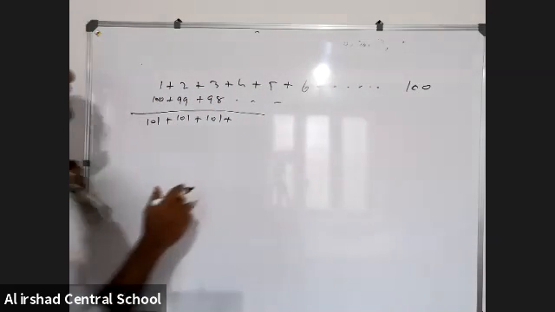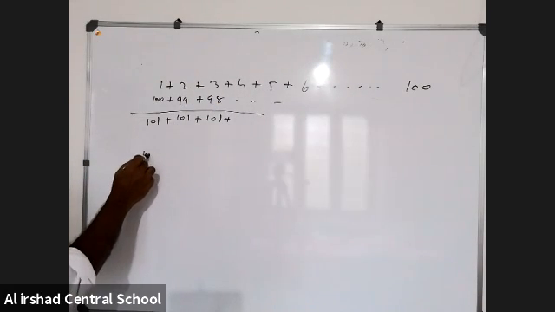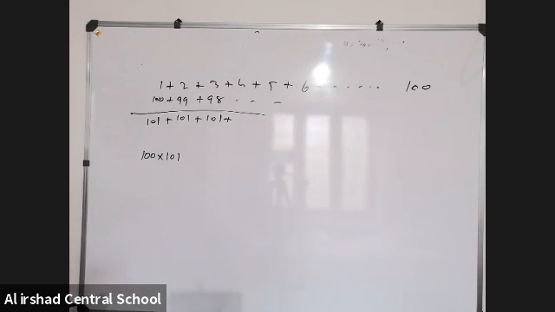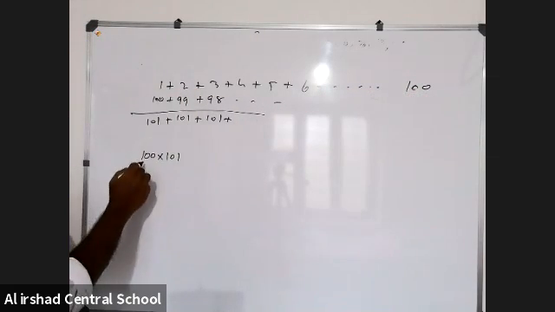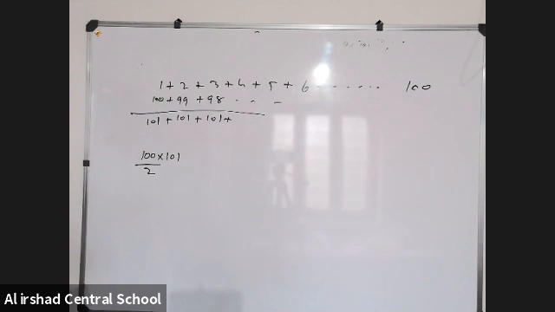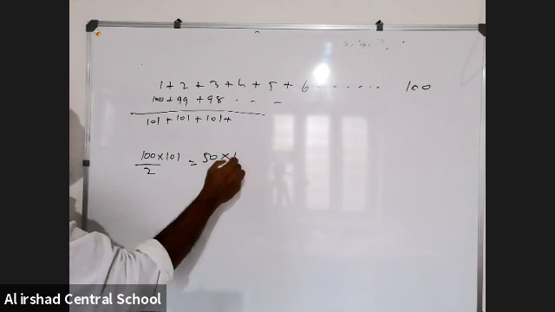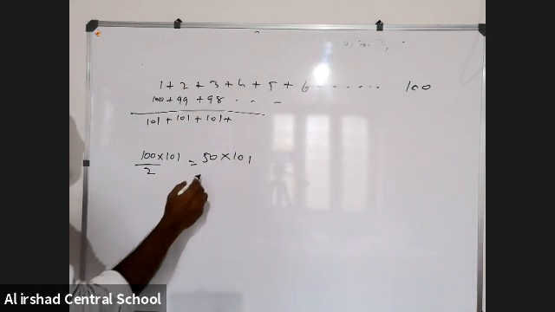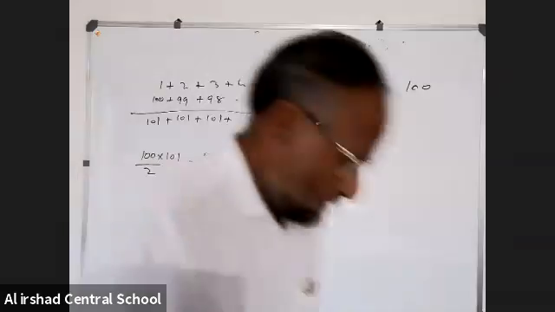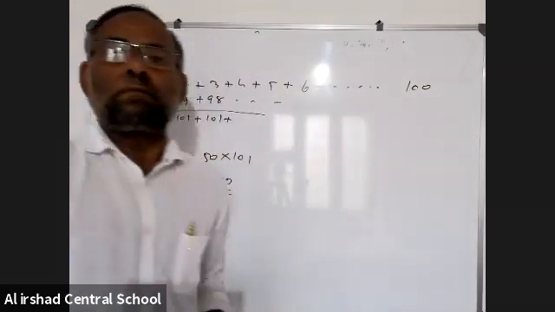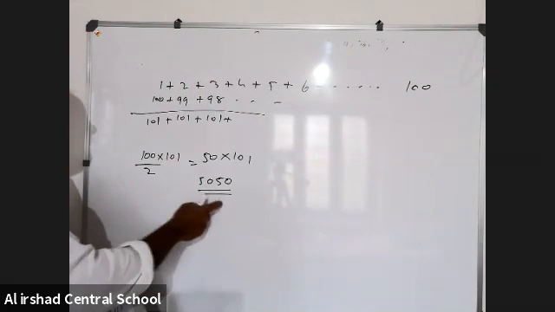1, 2, 3, 100, 101. You did like that: 100 into 101. But the teacher told me to add 1 time. He added 2 times. 1 time divided by 2. See, that means 50 into 101, that means 5, 0, 5, 0. That is the answer. See, this is the method here. That means first term plus last term divided by 2.